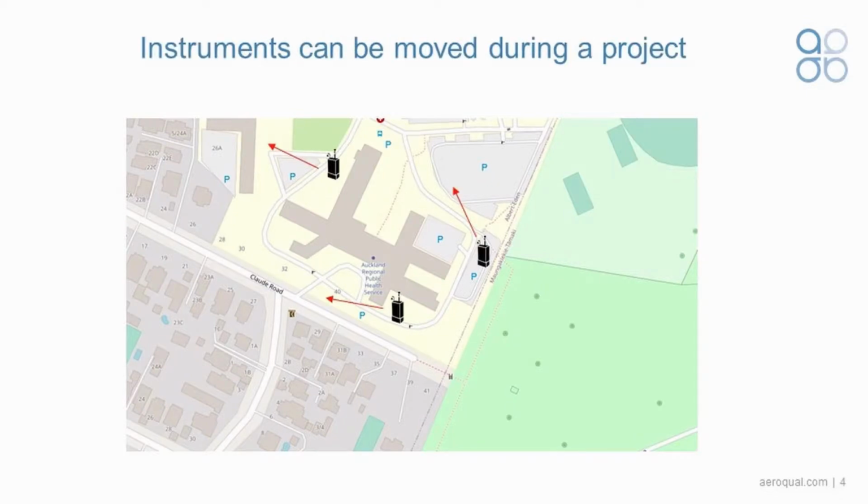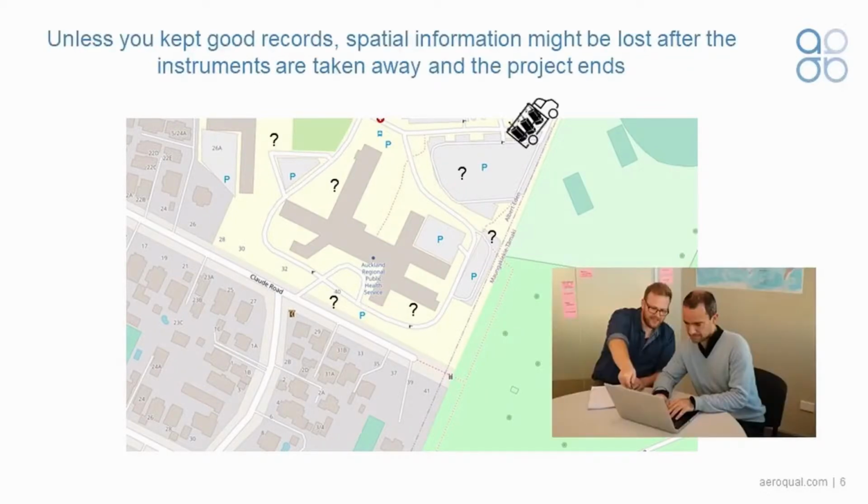Often during a dynamic project, instruments can be moved from one location to another as the project changes, and it can be quite difficult to keep track of where each instrument was during the dynamic project. When the instruments leave the project, unless you kept good records, the spatial information might be lost as to where each individual instrument was when it was making its measurements. Monitoring locations is a way to deal with that challenge and makes the post-processing of the data much easier.